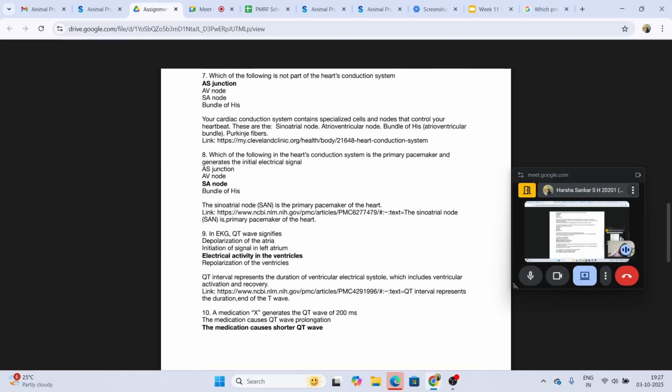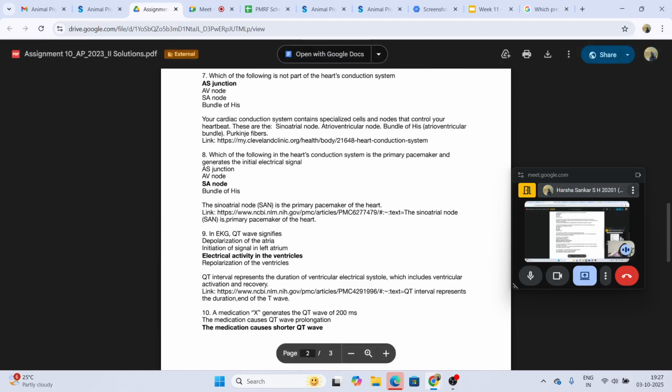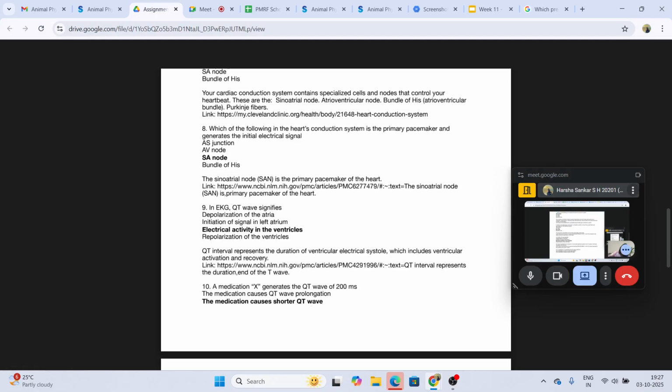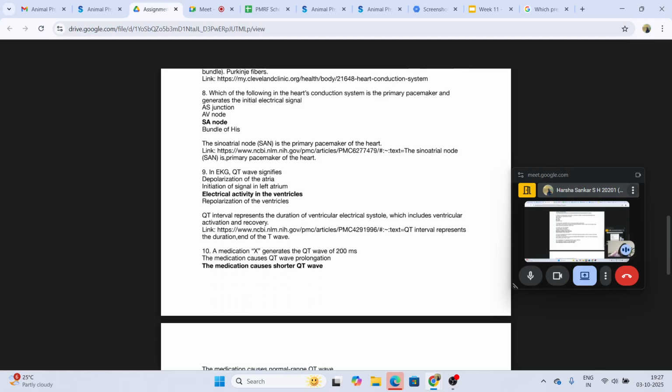Which of the following in the heart's conduction system is the primary pacemaker and generates the initial electrical signal? This also we discussed just now. What is the correct answer? Is it AS junction, AV node, SA node or bundle of His? Correct answer is SA node or sinoatrial node.